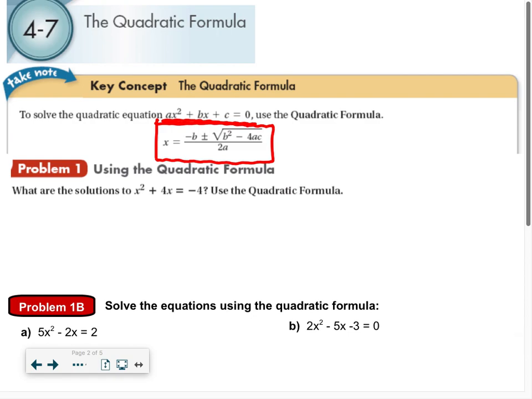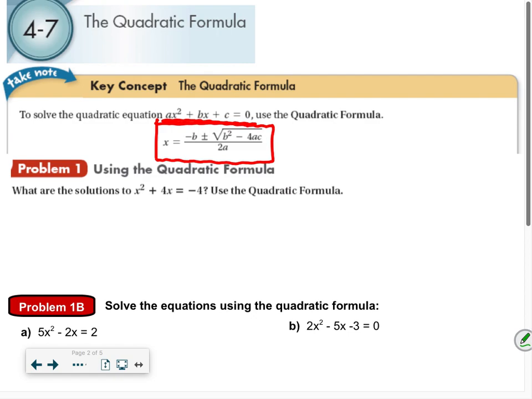Notice today, unlike yesterday, we need the equation equal to 0. So everything is on one side of the equation. On this first problem, is everything on the same side? No, so we have to move it to the same side.